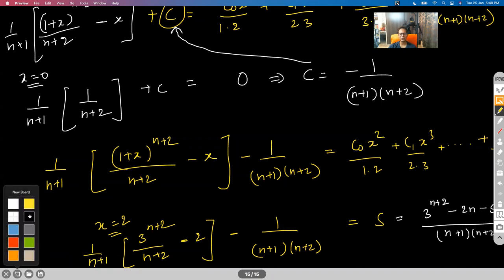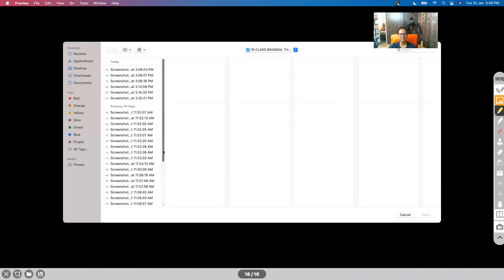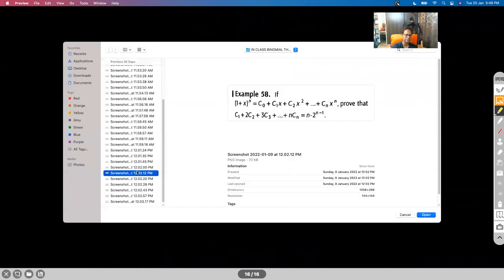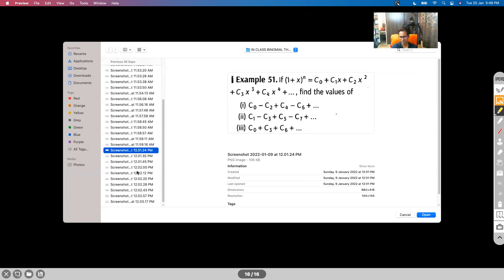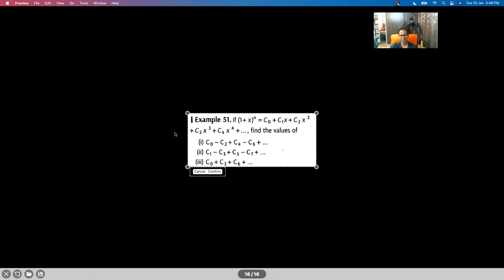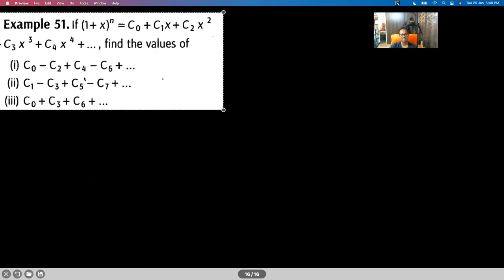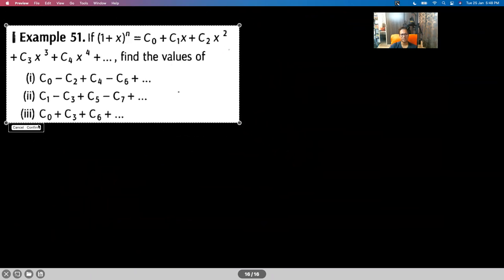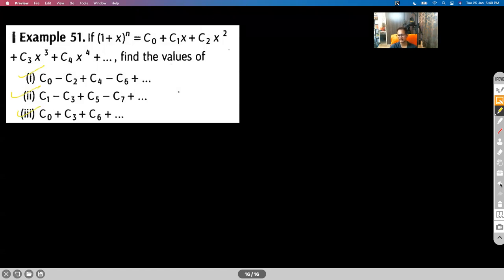All right. So let's take another type of problems which require typical substitutions. Let's take this question. If (1 plus x) to the power n is this, which is our regular series, no need to even look at it. Find the values of these series. Now, this time I have not given you any answer to this, so it's a finding value. So find C0 minus C2 plus C4 minus C6 and so on.